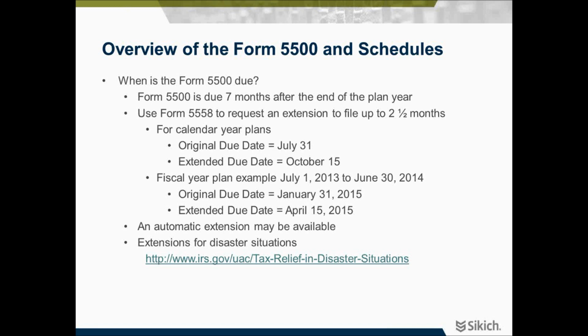Then for 2013, the Form 5500 is based on the 7/1 start date, and the original due date is January 1, 2015, and the extended due date would be April 15, 2015. An automatic extension of time to file the Form 5500 until the due date of the federal income tax return of the employer is available if certain conditions are met. And if you have questions about that, feel free to give us a call or just email me. There are also extensions for certain disaster situations, and there's a nice little link there on our PowerPoint if you're looking for that information.